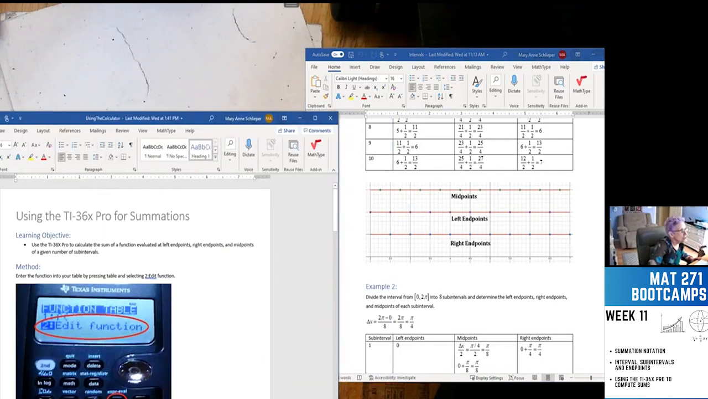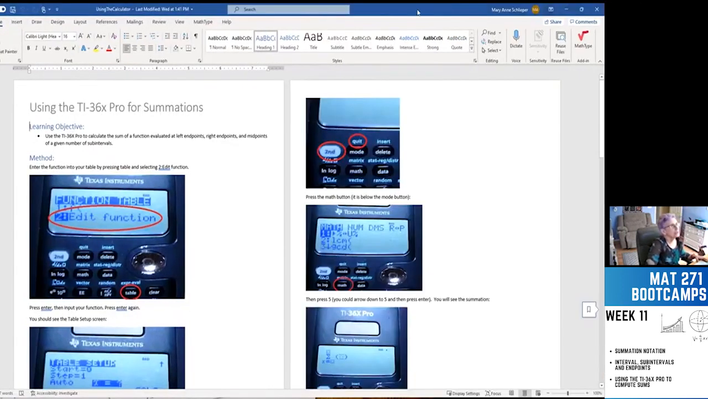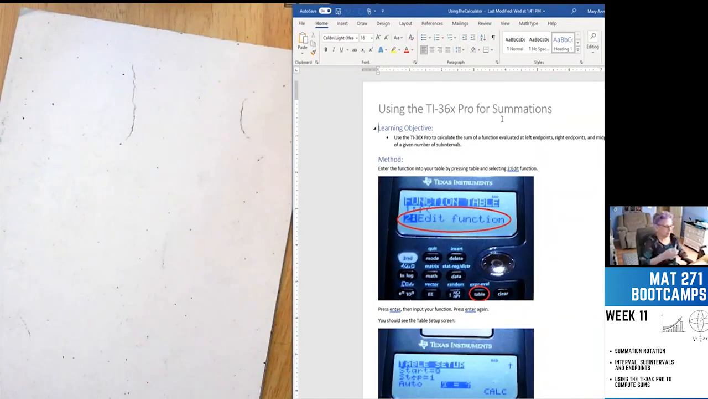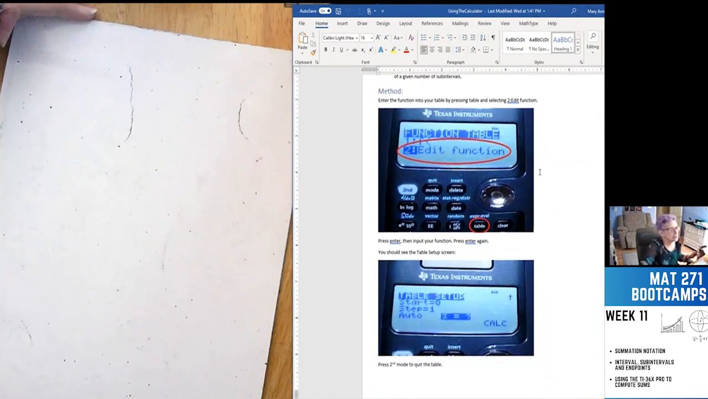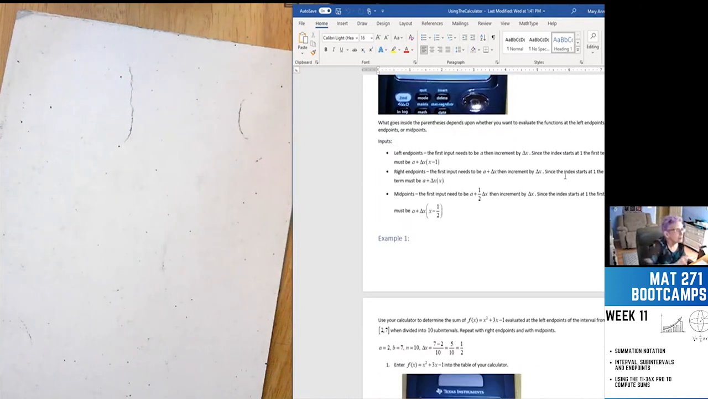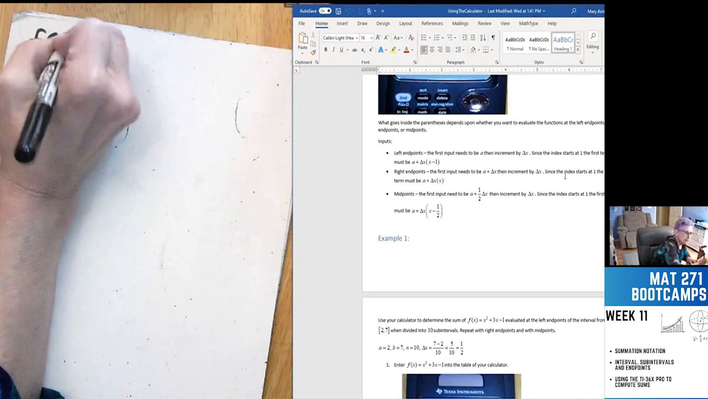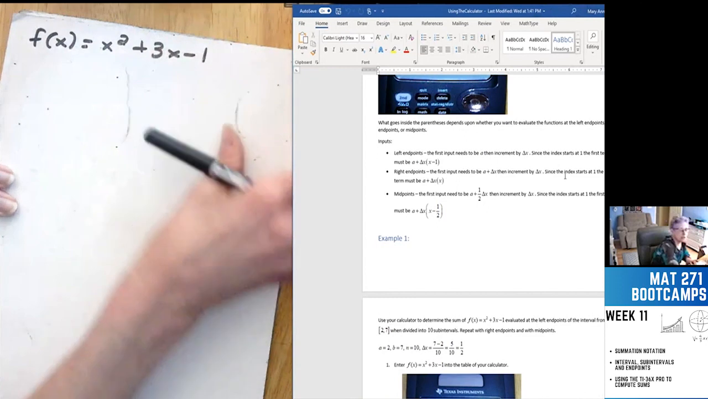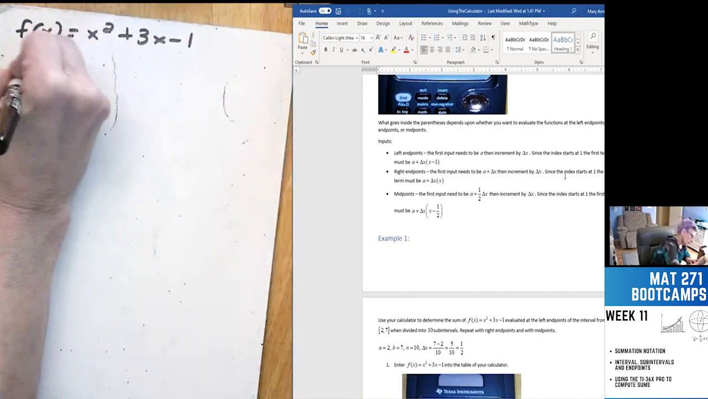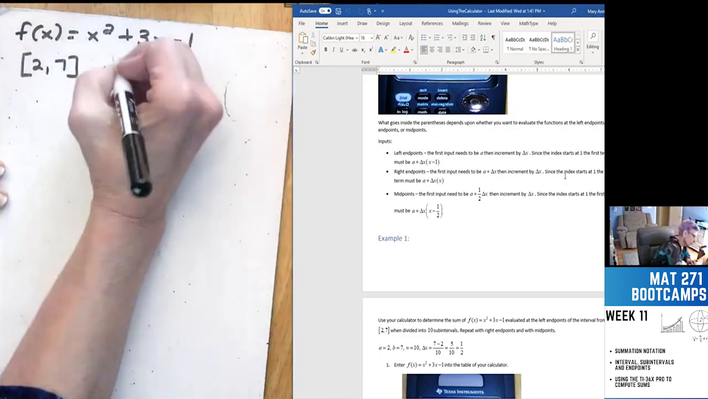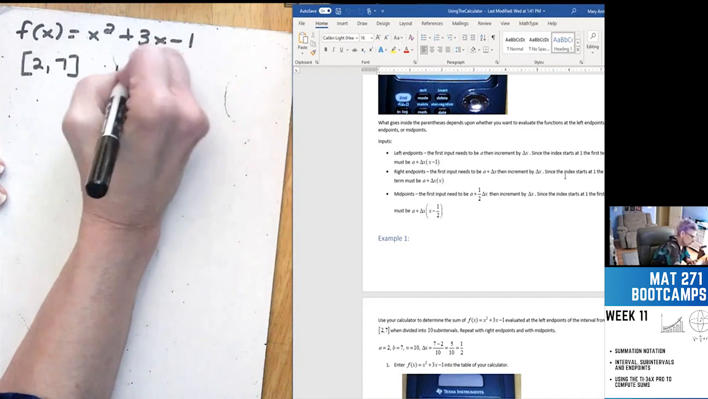And I did lots of screenshots on here. So as we go through, if you get kind of lost, you'll be able to go back and look over this sheet. And let me write down the first one I was going to do. I have the function f of x is equal to x squared plus 3x minus 1. I want to take the interval from 2 to 7, which we just did, divide it into 10 subintervals.